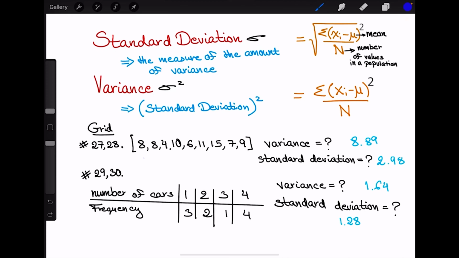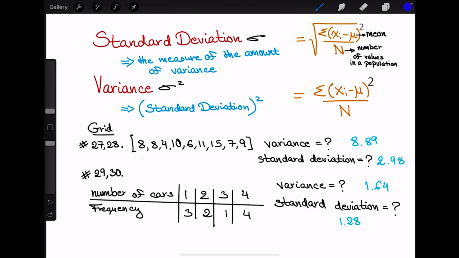Hey everybody! For today's video, I will be covering standard deviation, variance, and z-score. Now, the standard deviation is known as the measure of the amount of variance in a data set, basically how different each value is from the mean or the average.